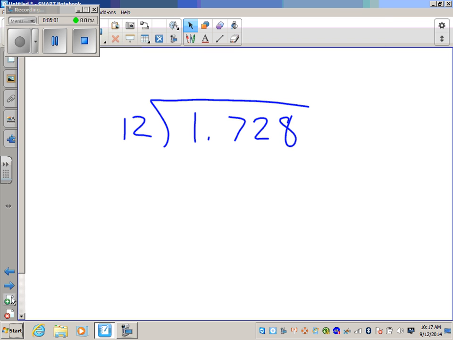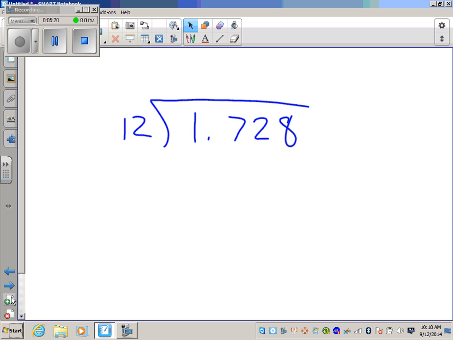Okay. Now here is one of those cases where you'd say, oh, our larger number's on the outside. We can't divide it. Well, that's not true. In fact, 12 will go into 1. It'll go into 1 in 728 thousandths. It just won't go in one whole time.